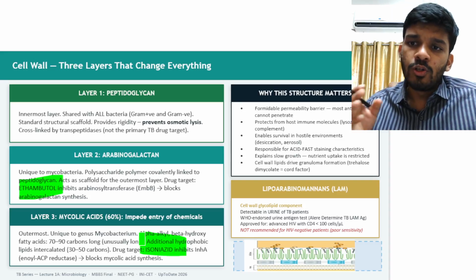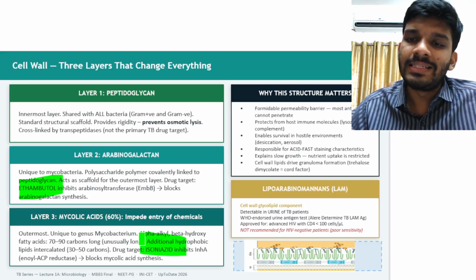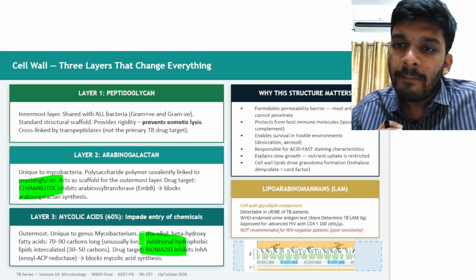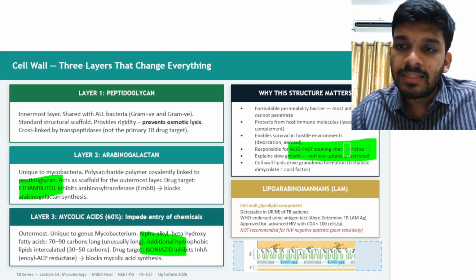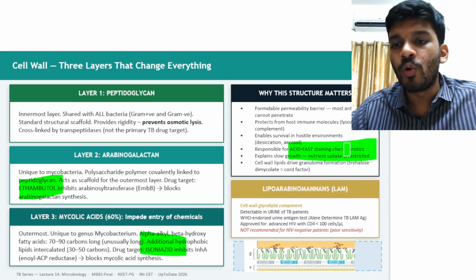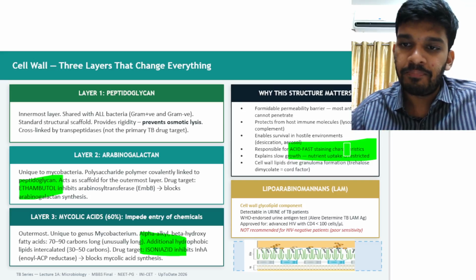All right, and it also protects it from detergents, from host enzymes like host lysozymes, and it forms a permeability barrier. It is also responsible for the acid fast staining characteristics, and that is why nutrient uptake is also slow. So Mycobacterium tuberculosis is a slow growing bacteria, right?